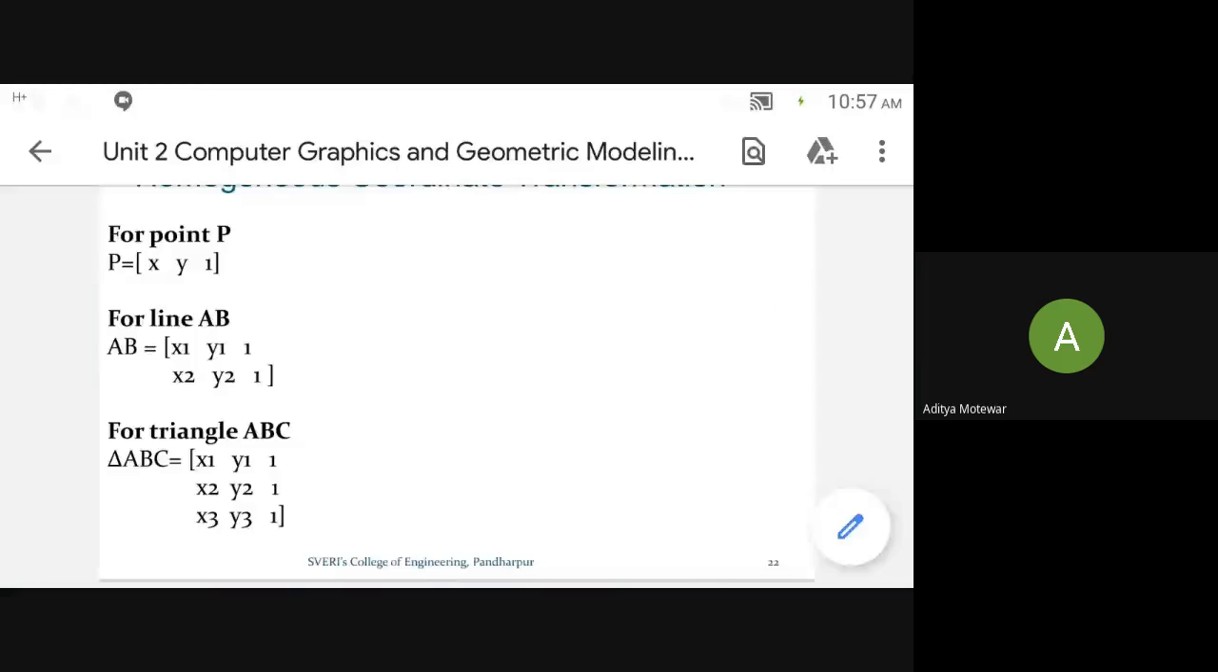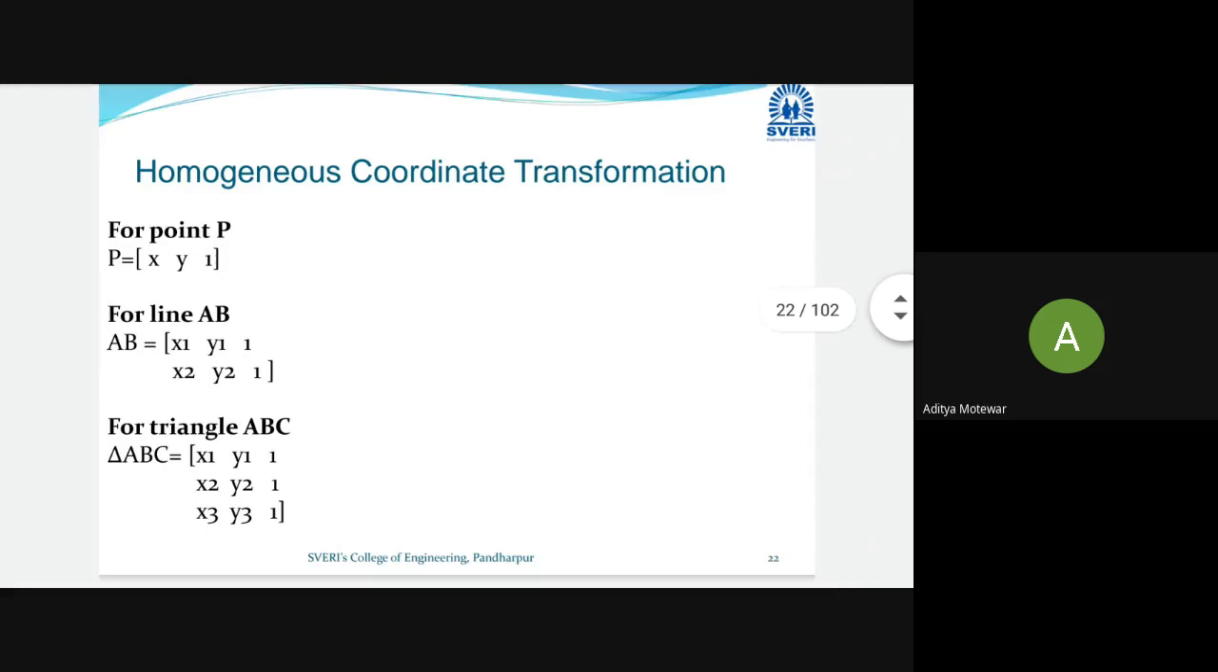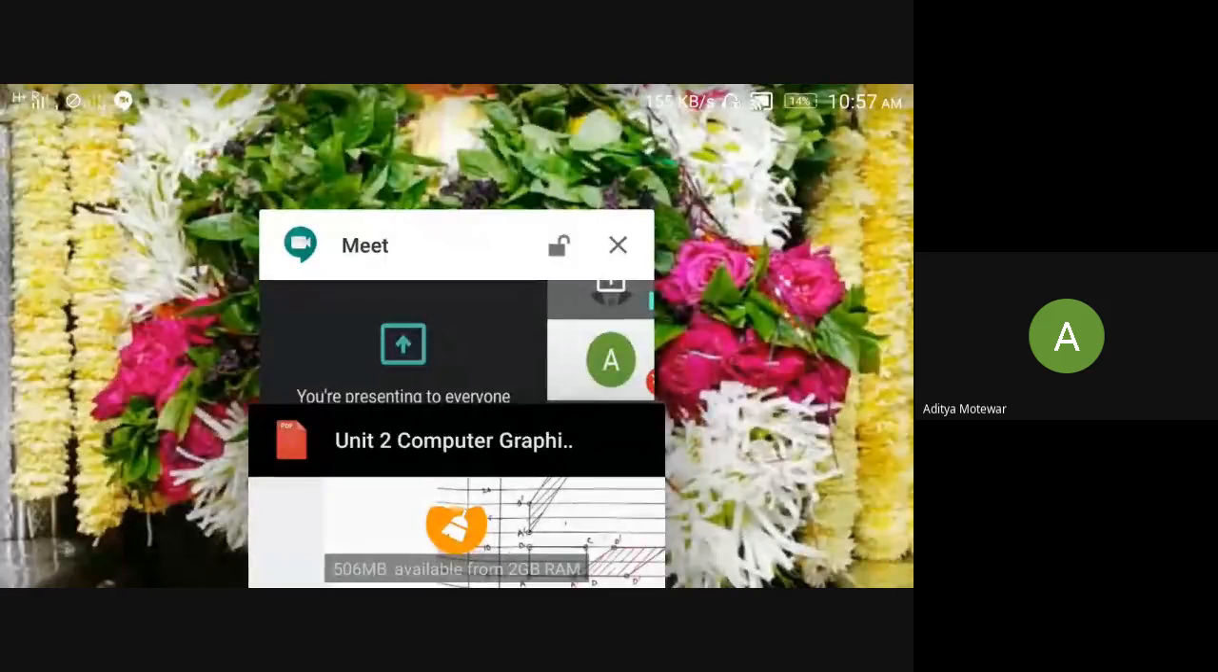Our next point is homogeneous coordinate transformation. This is also the same, but only the matrix multiplication is increasing here. So any doubt, friends? If you have any doubt, please ask or write your query in the message box. I will take 2-3 minutes for the discussion. Now the forum is open for discussion, for 5 minutes.